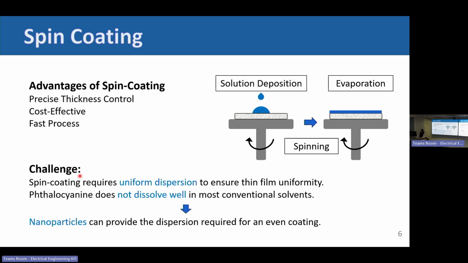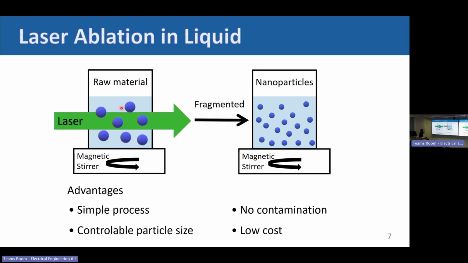But we are facing some challenges when using spin coating, because spin coating requires uniform dispersion to ensure thin film uniformity. The problem is that phthalocyanine does not dissolve well in most conventional solvents. So I was hoping that nanoparticles can provide the dispersion required for even coating. So this is my research, the laser ablation in liquid method to produce the nanoparticles.